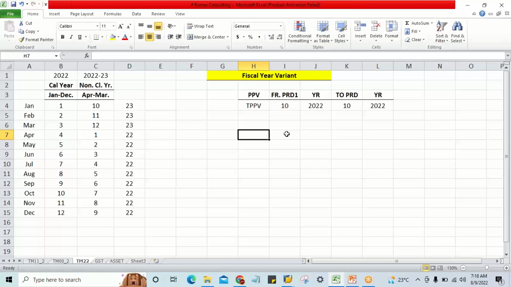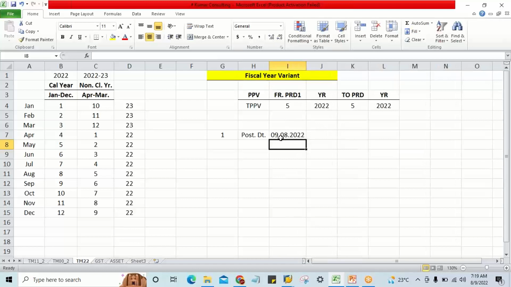Let's suppose during transaction posting, you're going to give a posting date. While posting transactions, we have to specify a posting date. Now, let's suppose the current period means we are in the 5th period. So, situation number 1, you post a transaction. Let's suppose this is the date we have given, right?